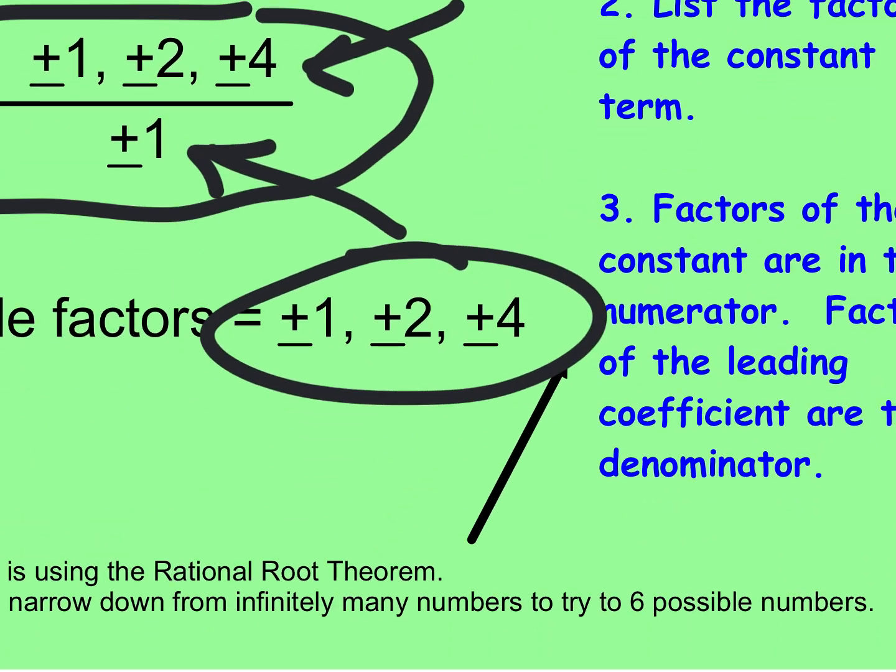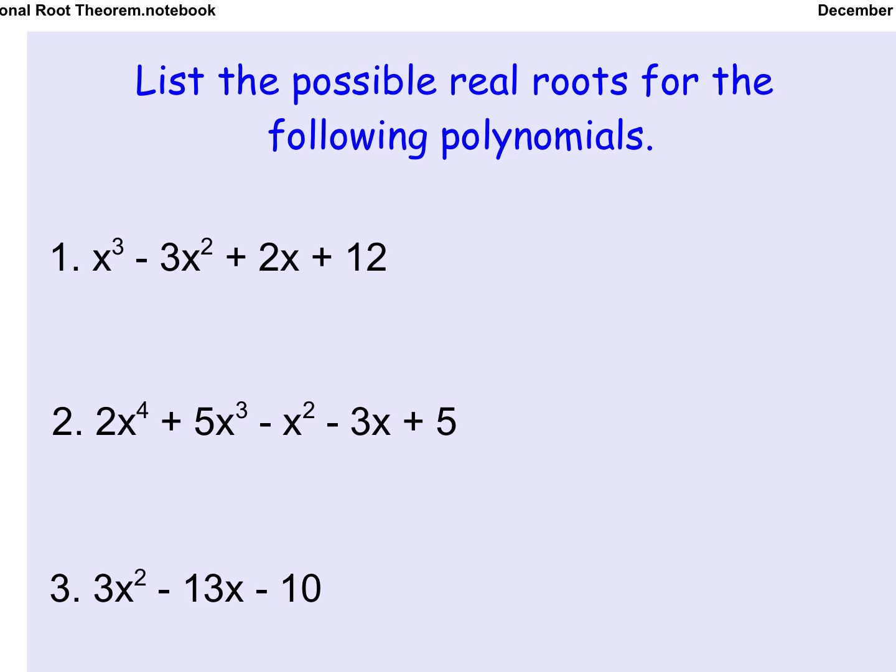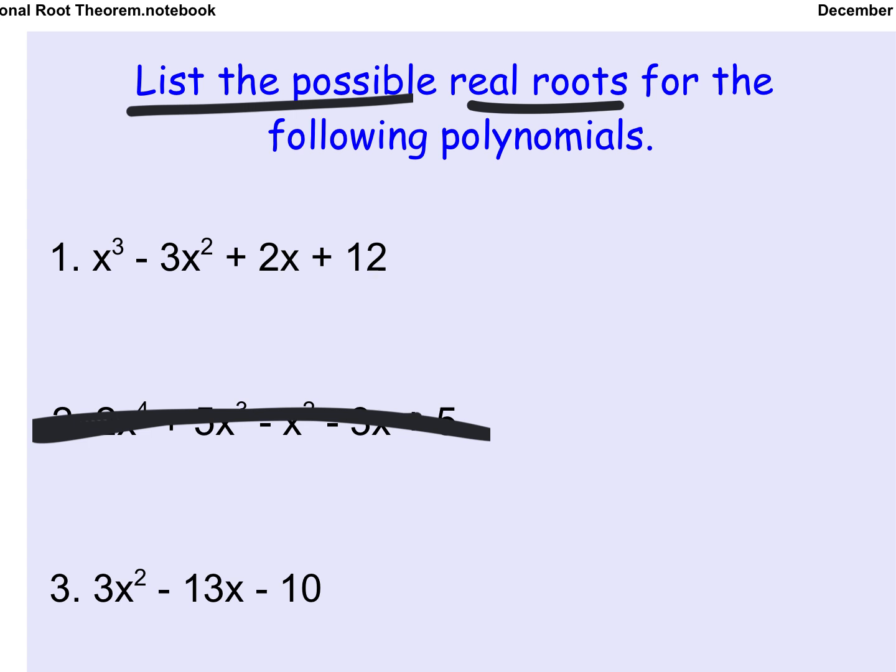All right, so let's move on to this page. All we have to do is list the possible roots. So figure out Fcon over Fco, simplify it down, and get a list. You don't have to even check them. Just get a list for me. For number 1, let's not do number 2. We'll just do number 1 first.